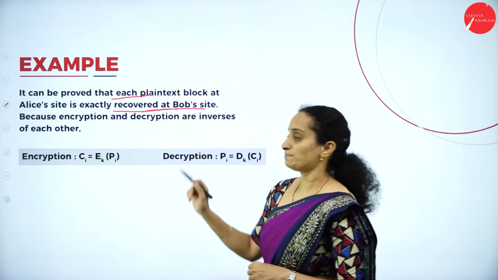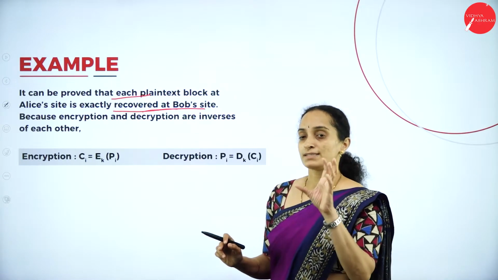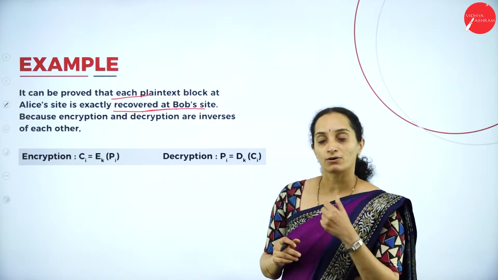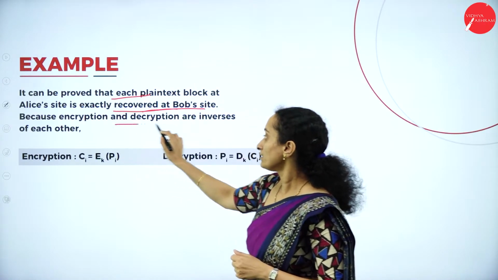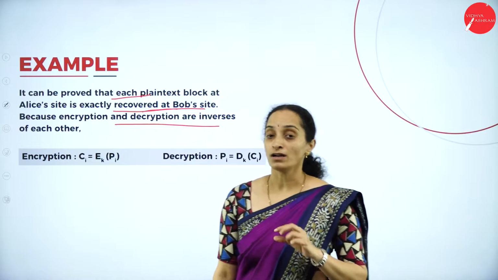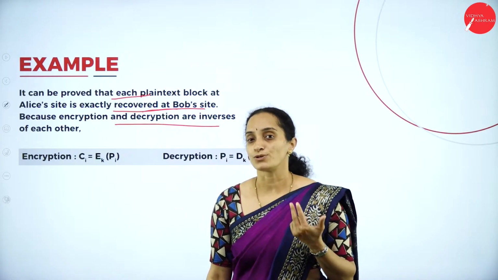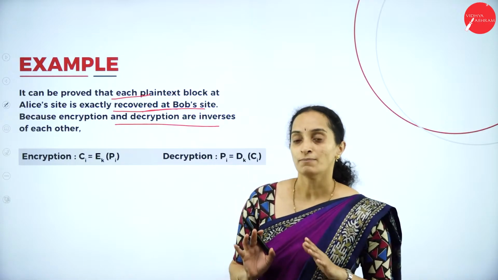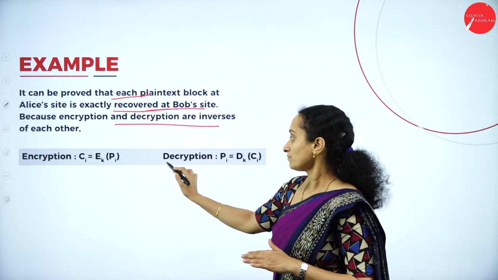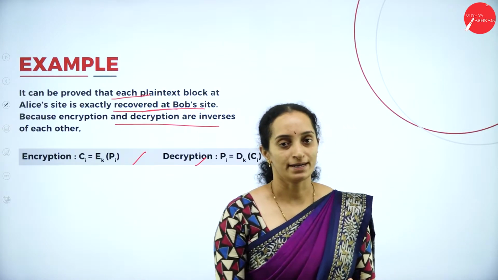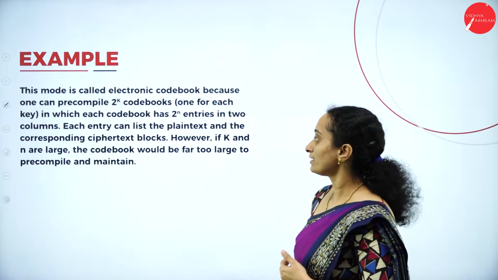Okay. Each plain text block from the sender is going to be recovered by Bob without much failure, because encryption and decryption are inverse of each other. Exactly opposite tasks are done in both processes. So you can easily get back the plain text from the ciphertext.